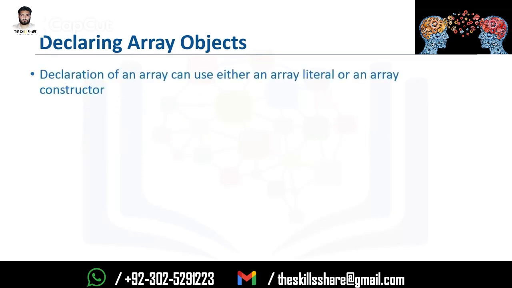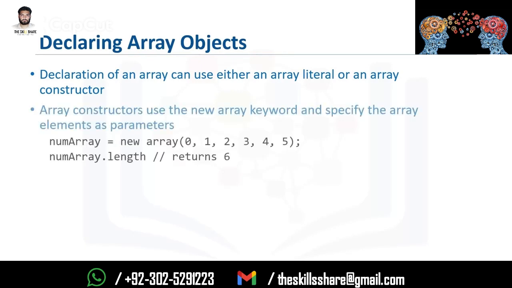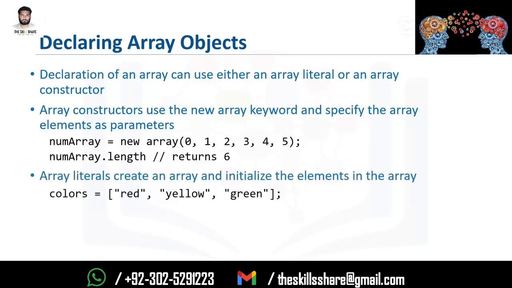Arrays can be declared by using either an array constructor or an array literal. When declaring an array with a constructor, you use the new Array keywords and specify the array elements as parameters of the new Array. Array literals are created by declaring the array elements within square brackets. You then assign the array to a variable, as seen in the last example on the slide.